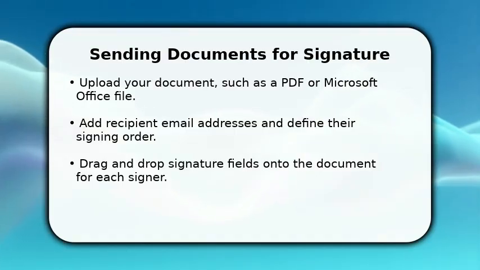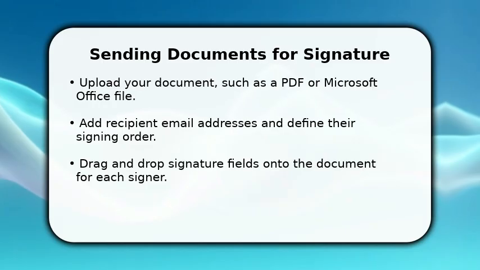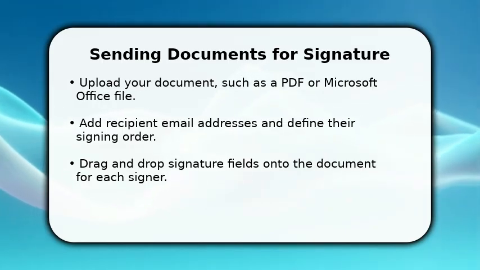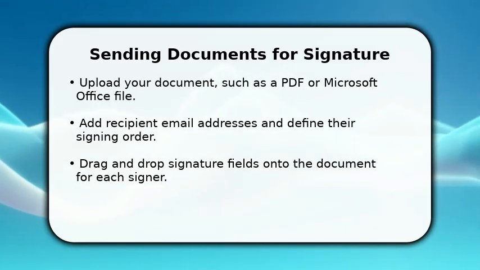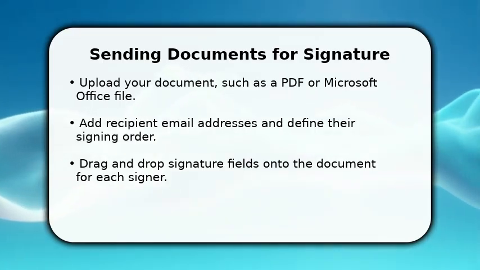In this video, I will explain how to use Adobe Esign. First, you will upload your document, which can be a PDF, Word document, or even an image file. Next, simply add the email addresses of your recipients. You can specify the order in which they need to sign.